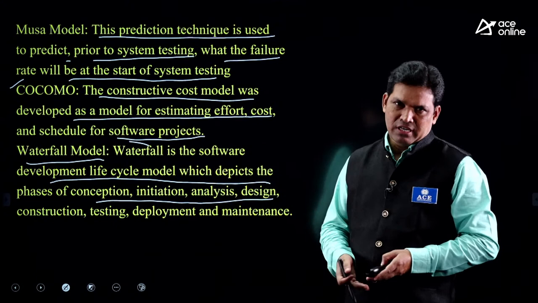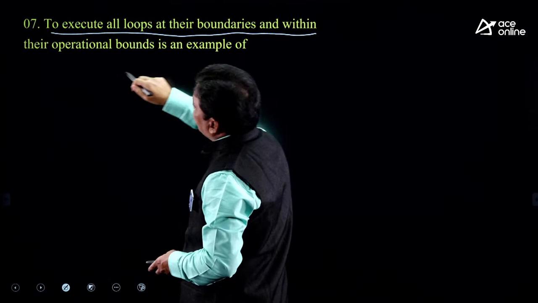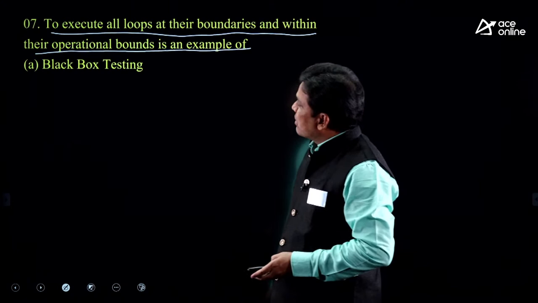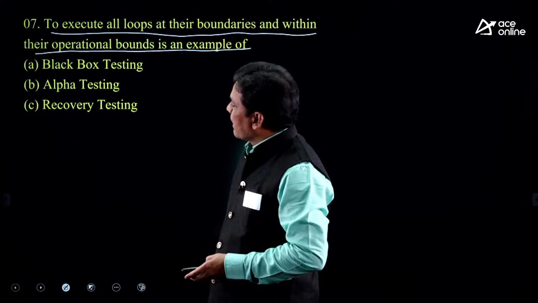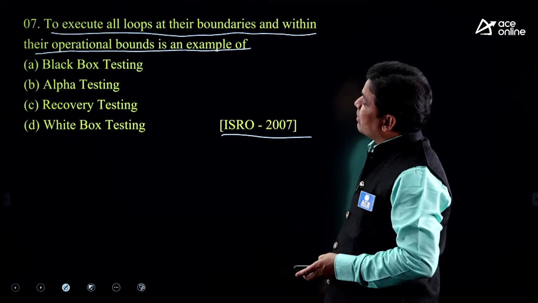Coming to the next question: to execute all loops at their boundaries and within their operational bounds is an example of what? Is it black box testing, alpha testing, recovery testing, or white box testing? This question was asked in ISRO 2007.